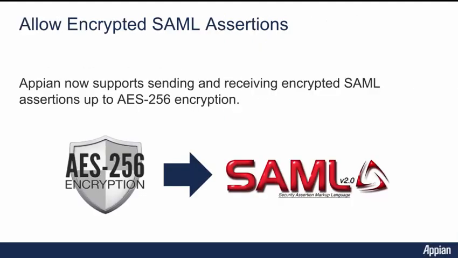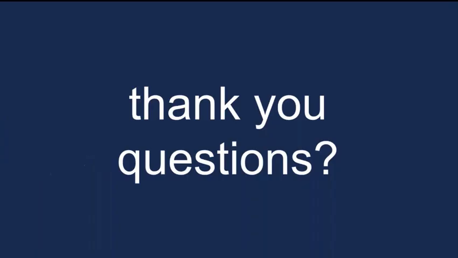Then next, if you have a need for higher encryption for SAML authentication, Appian now supports sending and receiving encrypted SAML assertions up to AES 256-bit encryption. If you have a specific design requirement or authentication requirement for this SAML configuration, again, feel free to reach out to Appian Cloud about how to configure this, or the Appian support team. Our documentation for the 18.1 release will be available on February 23rd as well.